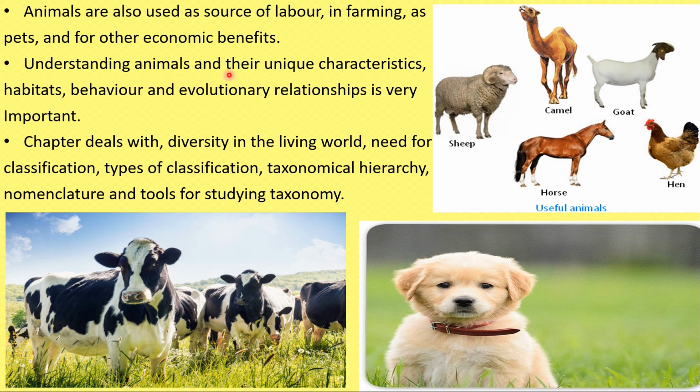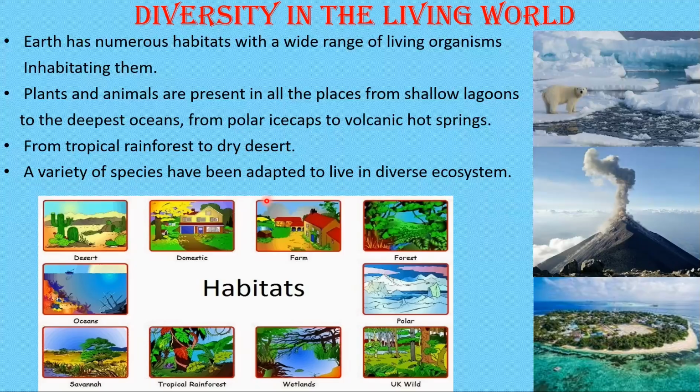To understand these animals and their characteristic features, we must know about their habitats, where they live. A habitat is nothing but the place where they are living. It may be terrestrial, sea or aquatic. We must know about the animal behavior, character, how they behave. And there is a relationship, which is very important. Evolutionary relationship among the animals is very important. Fish leads to amphibians, amphibians lead to reptiles, reptiles lead to birds, and birds lead to mammals. So there is an evolutionary relationship, that also we are going to learn. In this chapter we are going to learn about the diversity of animals, the need for classification, the types of classification, taxonomical hierarchy, how we name animals, nomenclature, and what tools we use for studying taxonomy.